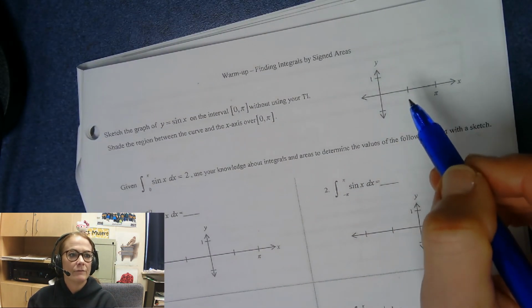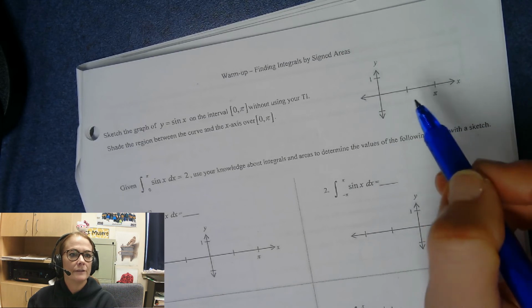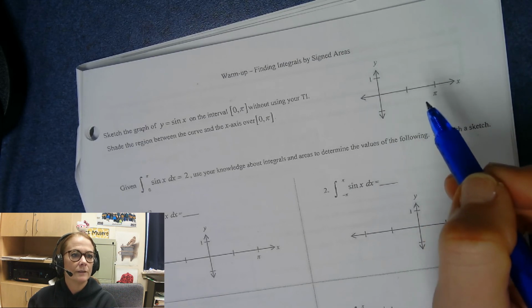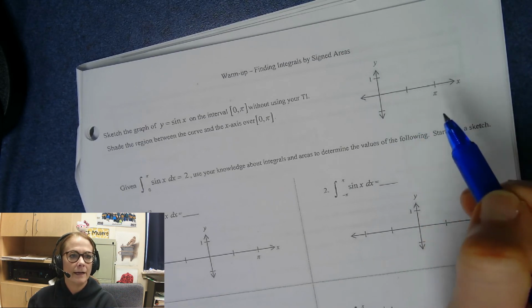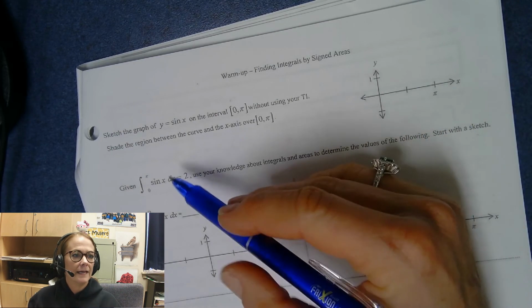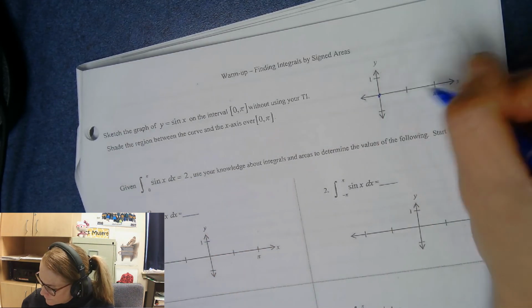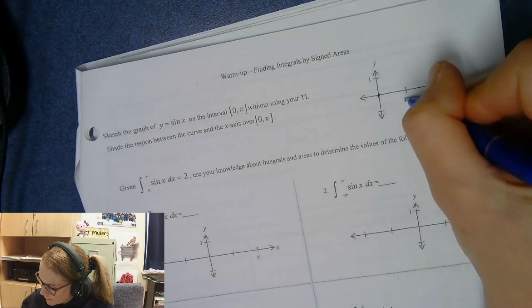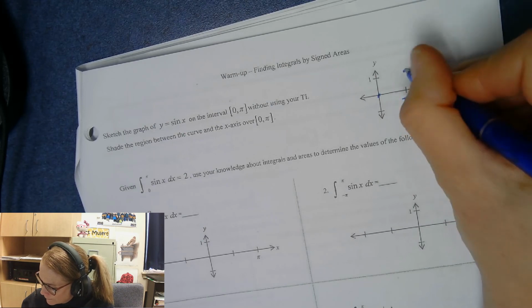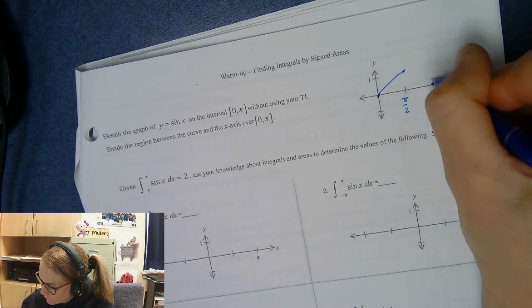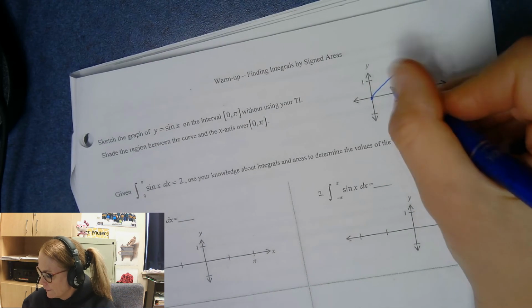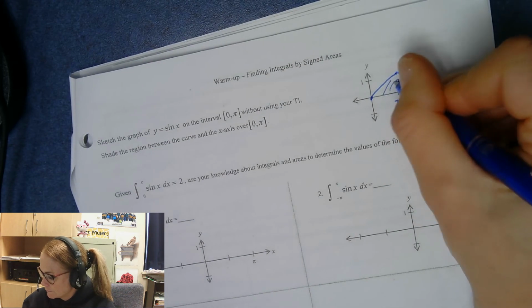Sketch the graph of sine of x over the interval 0 to pi without using your TI. Shade the region between the curve and the x-axis over 0 to pi. It's telling us, given that 0 to pi, this is going to be an area of 2. Remember our sine curve. This is pi over 2, that 1. Just a little portion of the sine curve, and this is of area 2, given.